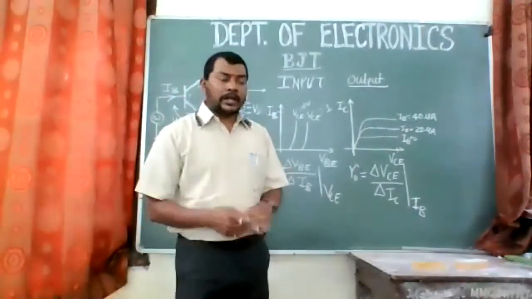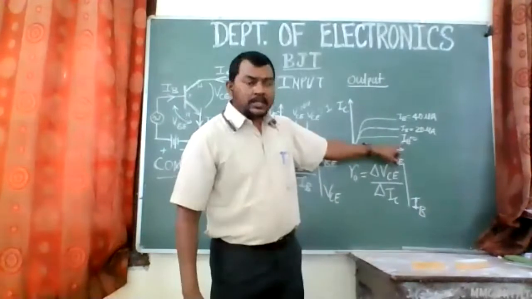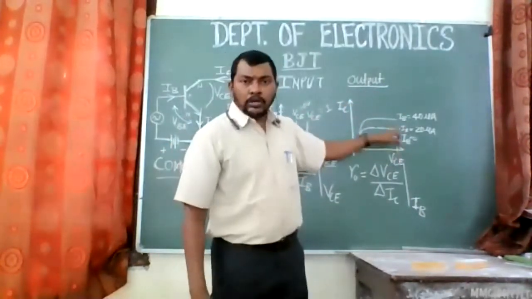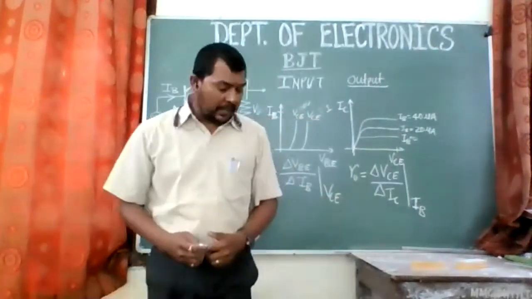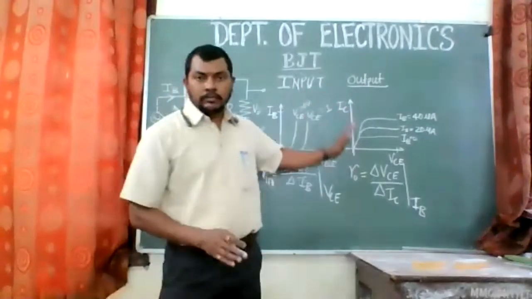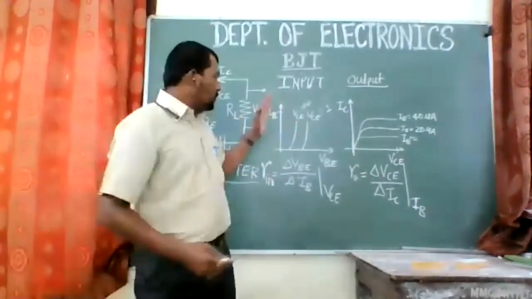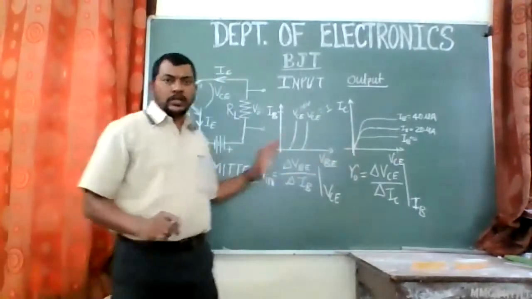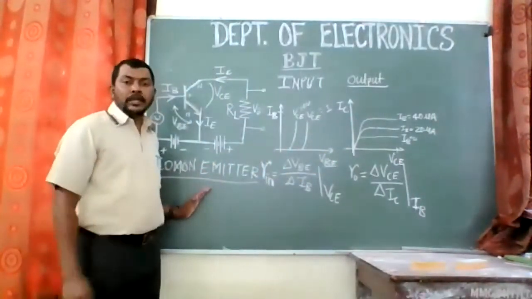On the second point, you can write, as you go on increasing the base current, the collector current also increases. Base current हम लोगों ने बढ़ा दिया तो collector current भी बढ़ता है. This is what can be inferred from this graph, right? So this is the input characteristic and this is the output characteristic. I guess it is understood to you. This is for the common emitter amplifier.